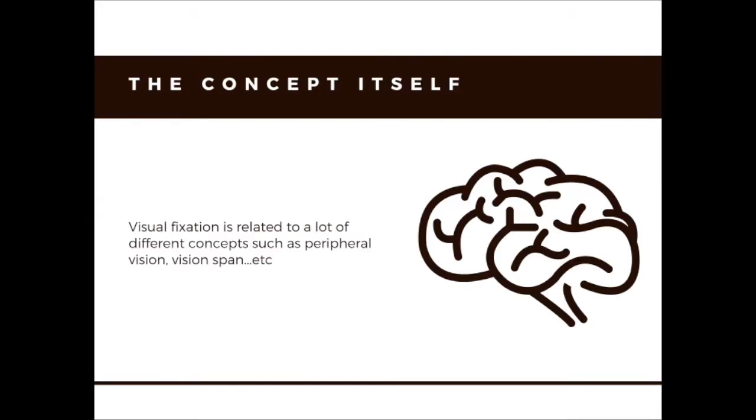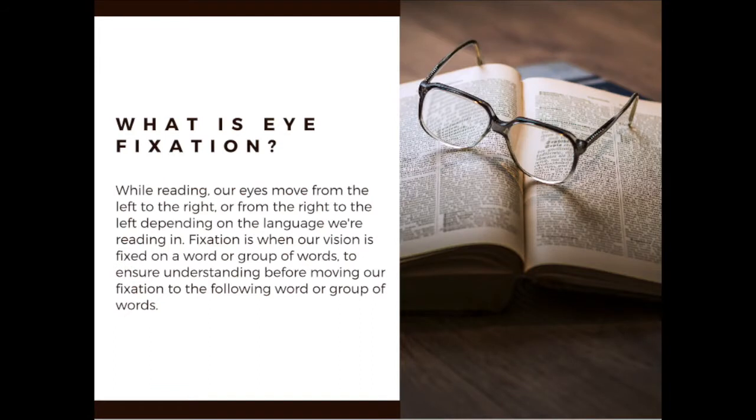So the concept itself basically states that visual fixation is related to a lot of different concepts, such as peripheral vision, your vision span, and other ideas previously discussed, such as your eye movement, glancing ability, and eye fixation speed. Now, while reading, our eyes would move from the left to the right or from the right to the left, depending on the language we're reading in. Fixation is when our vision is fixed on a word or group of words to ensure understanding before moving our fixation to the following word or group of words.